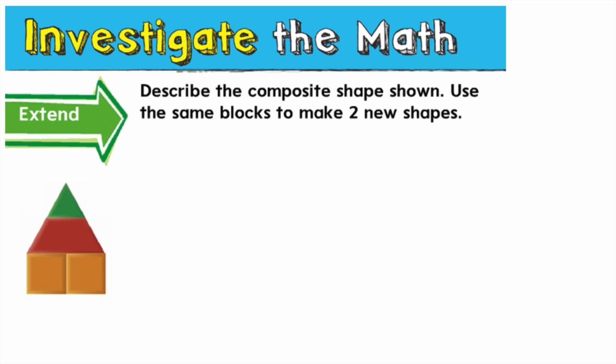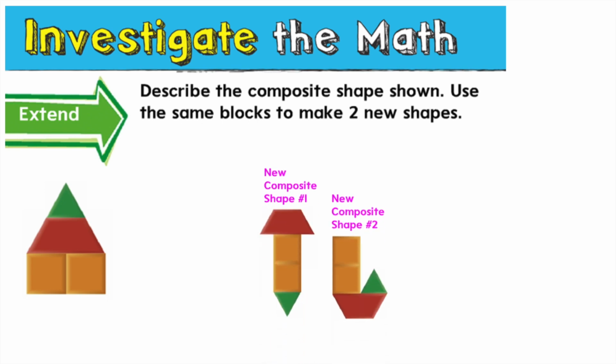Awesome job, mathematicians. Remember, there's no right or wrong answer because you're creating whatever new shape you want using those same shapes. I have an example for you. See, you could have made something like shape number 1 and then something like shape number 2. Those two are composite shapes because we use different shapes to make a new shape. Okay? Can you describe shape number 1?